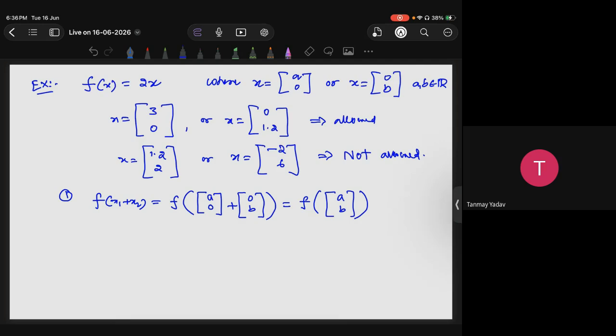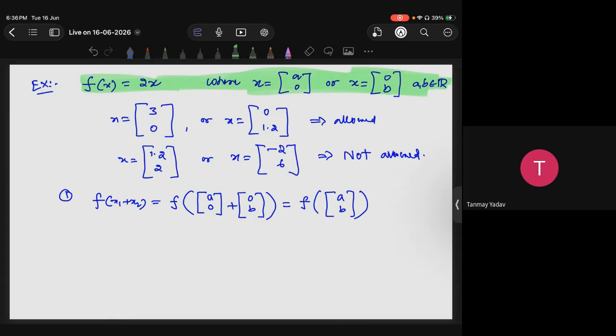Ma'am, can you please solve the above statement again? I can't understand why this is allowed and not allowed. Which one? See, this is the problem given.